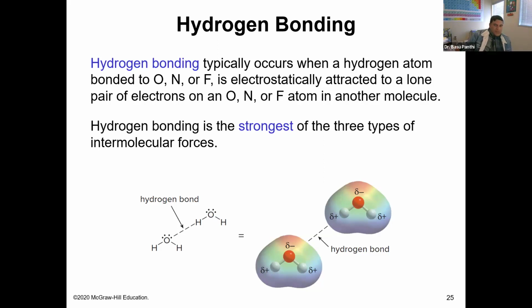If the hydrogen is directly bonded with oxygen, nitrogen, or fluorine, only three atoms: oxygen, nitrogen, or fluorine. Oxygen, nitrogen, or fluorine directly bonded, that hydrogen is very positive, electropositive, and can be attracted with either oxygen, nitrogen, or fluorine. That's called hydrogen bonding. Hydrogen bonding is the strongest of three types of intermolecular forces.